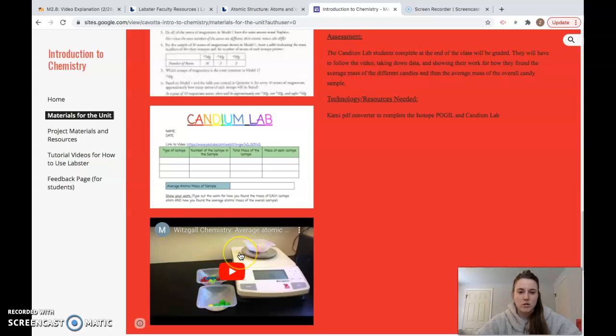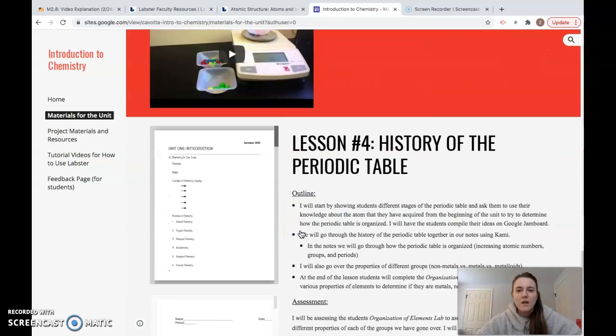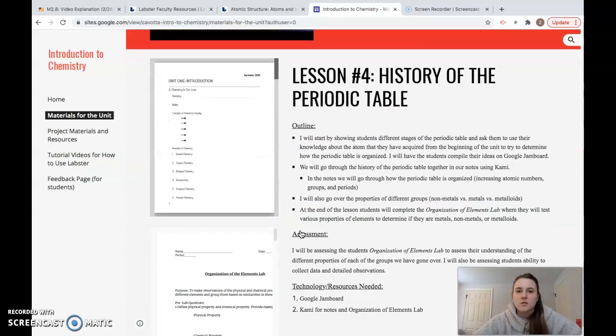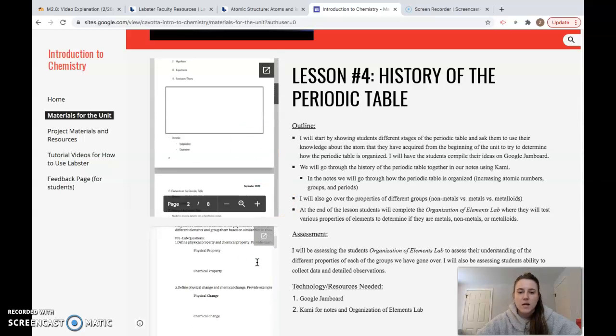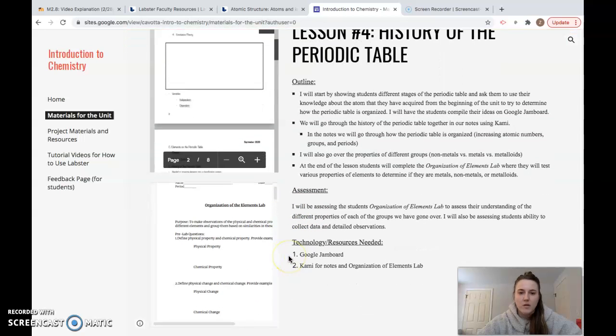It's a different teacher doing it, but he does a great job of having the students take masses of different candies and then putting it together to find the average atomic mass of a sample. I used that this year because we're half virtual. It worked really well. Then in lesson number 4, my students are learning about the history of the periodic table. I have the notes that I use for this unit uploaded there for reference, and then also the lab uploaded that we would be doing by the end of the lesson.